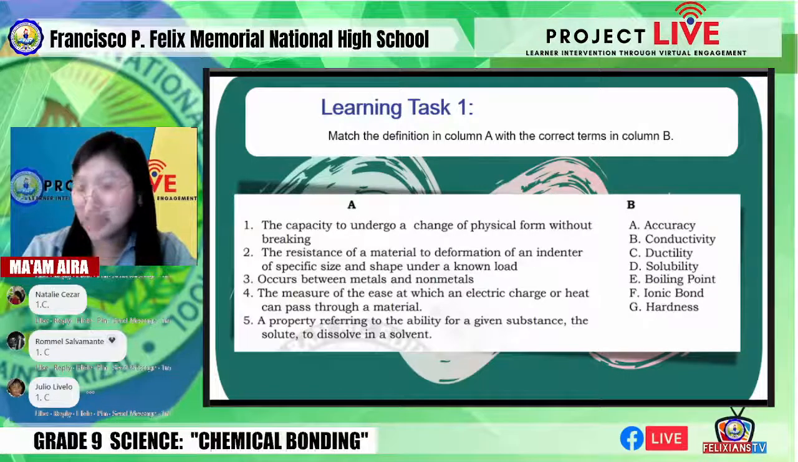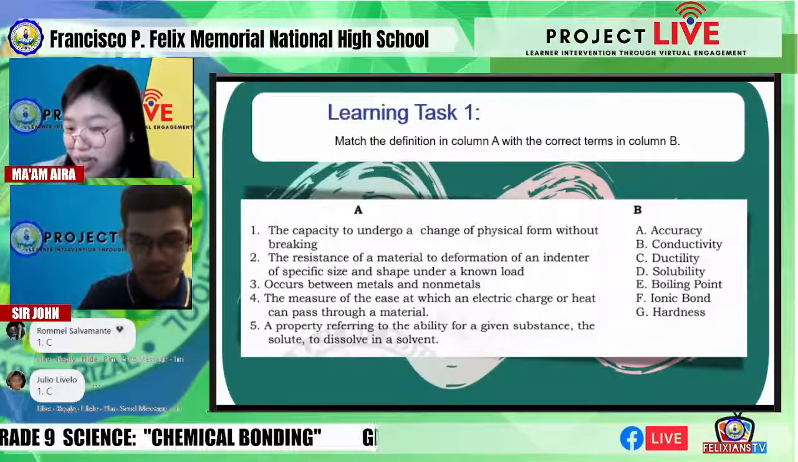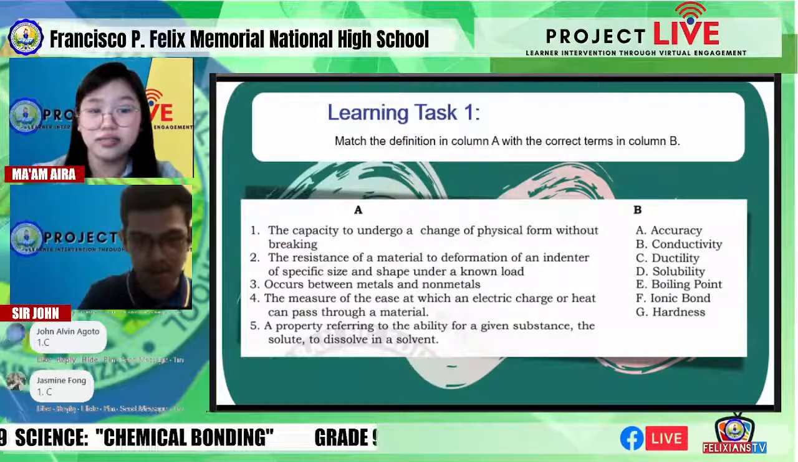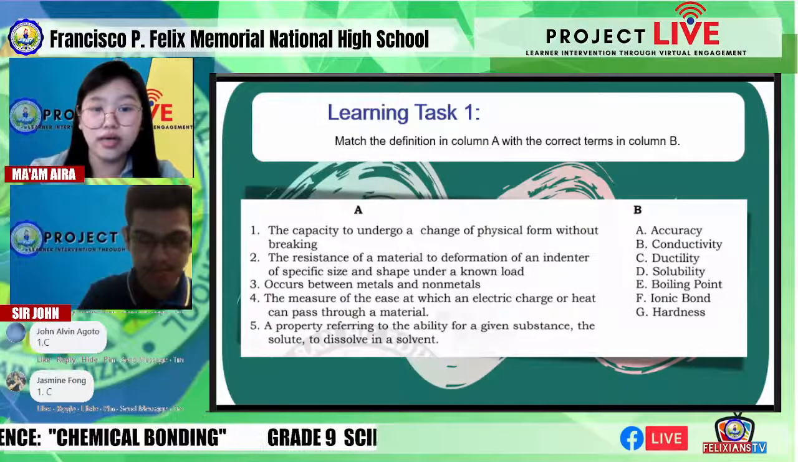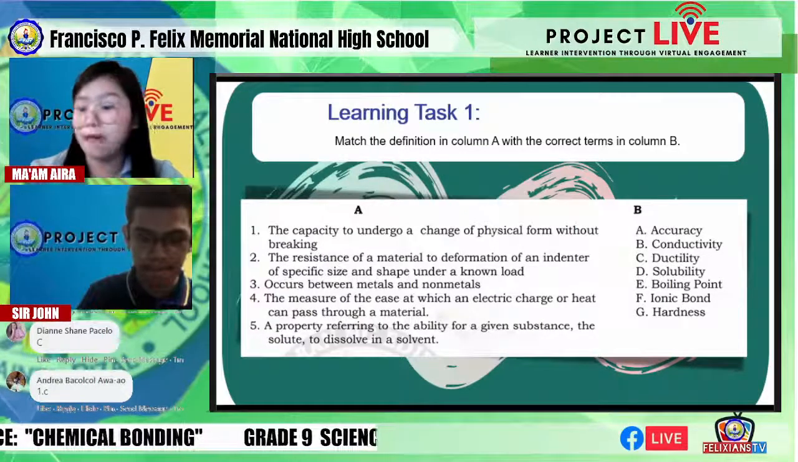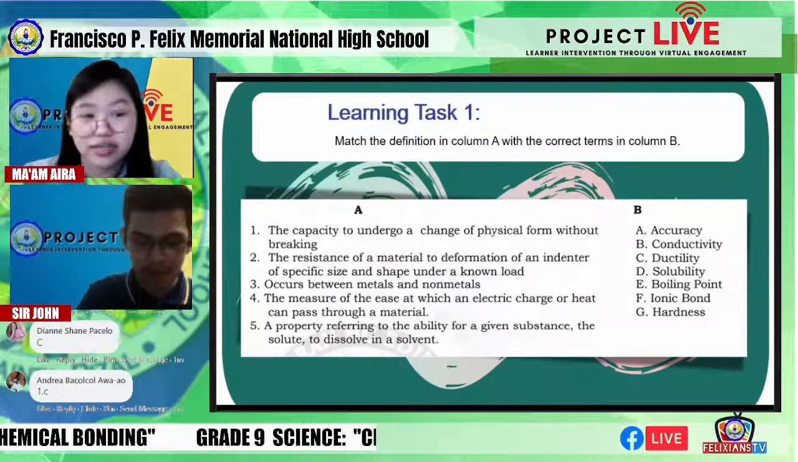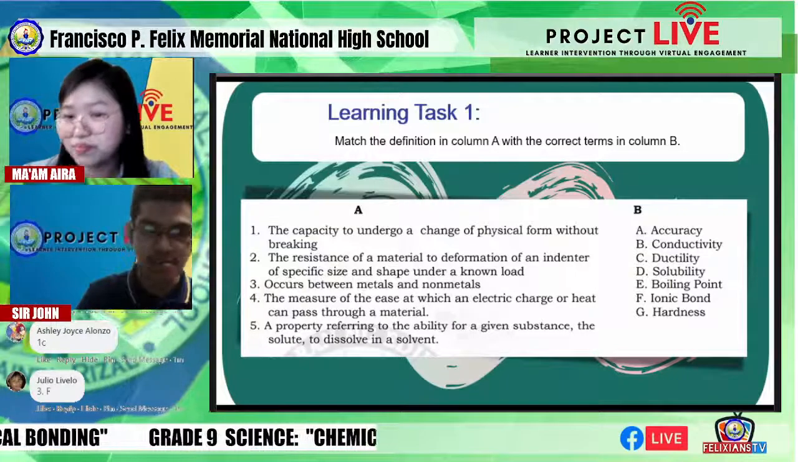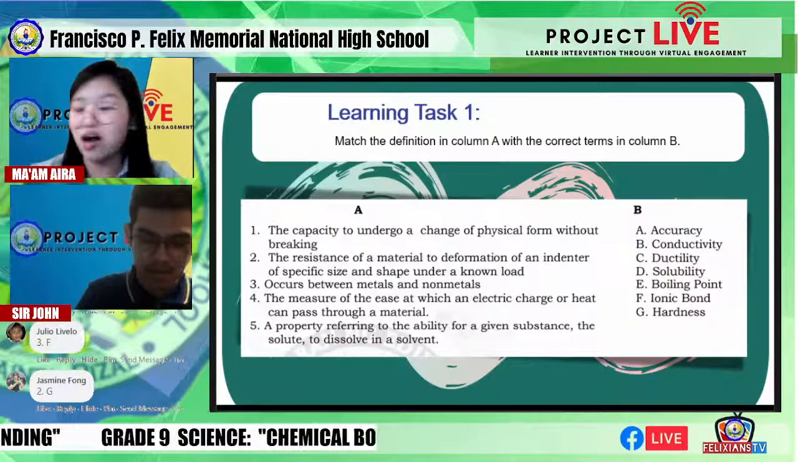Number 1, ma'am, the correct answer is letter C. So we have their answers as letter C. Very good. So number 1 is letter C, ductility, the capacity to undergo a change of physical form without breaking. How about number 2, sir? Do you have any answer? Yes, we have number 2, letter G. Number 2 is letter G. That is hardness.